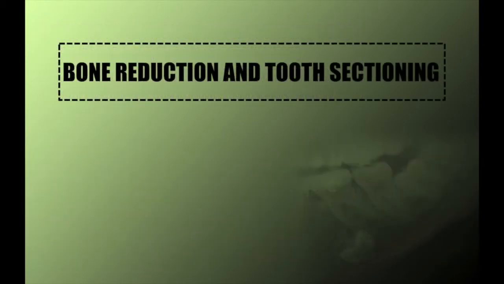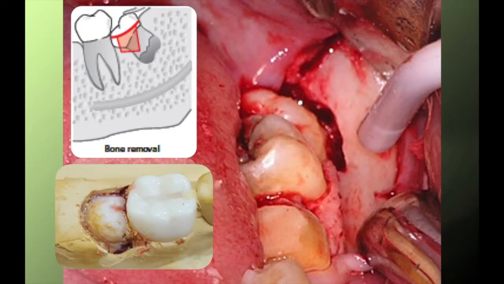Bone reduction and tooth sectioning. The goals of this step would be to expose the impacted tooth underneath bone, if need be, remove any bony undercut, and reach the application depth, as pointed out in the diagram.